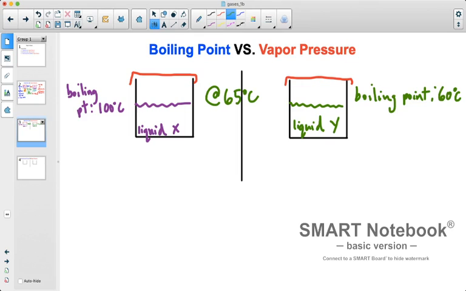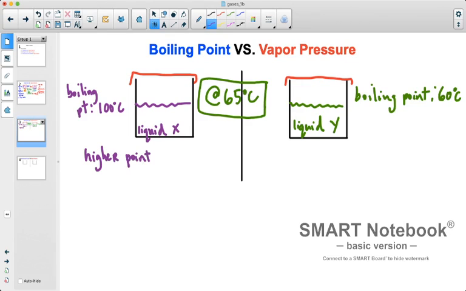So what we're essentially saying is that both these beakers, even though they're filled with different liquids, are going to be at the same temperature of 65 degrees Celsius. Now that's important because each of these liquids has a different boiling point. So let's take a look at the beaker on the left-hand side first. On the left-hand side, we see that it has a higher boiling point than the beaker on the right-hand side. That part's easy to see.